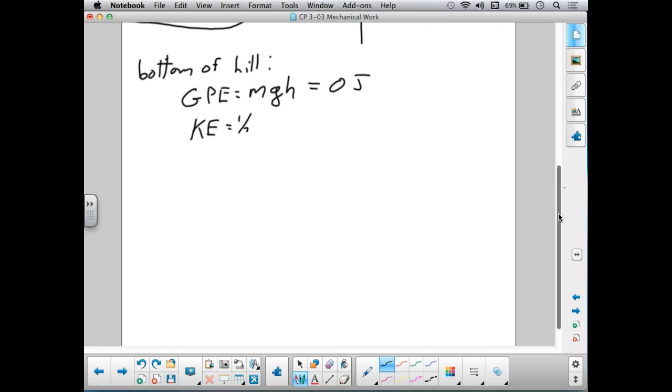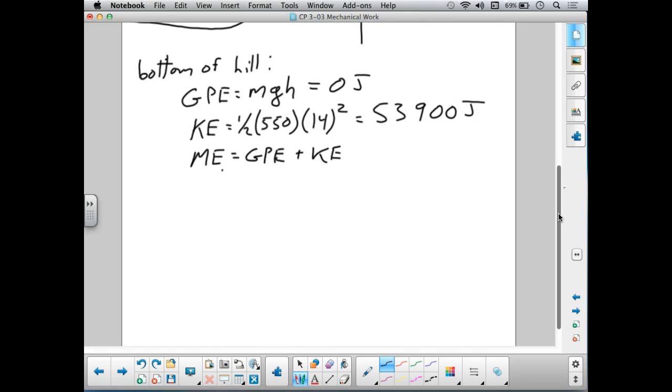The roller coaster is moving, so KE is 1/2 mv squared. So 1/2 times 550 times 14 squared. If I multiply that together, that's 53,900 joules. So my total mechanical energy at the bottom of the hill, GPE plus KE, is 53,900 joules. That's the total amount of energy that this roller coaster starts with.